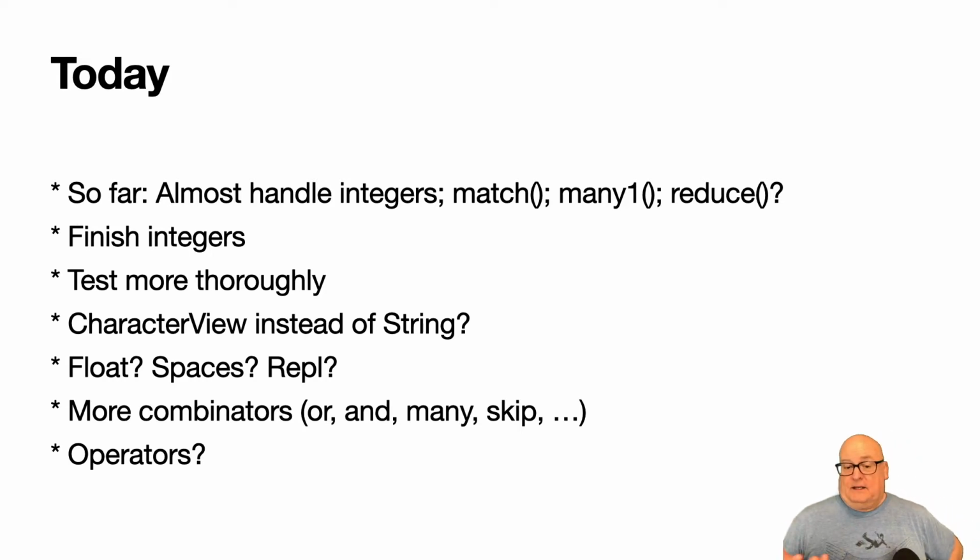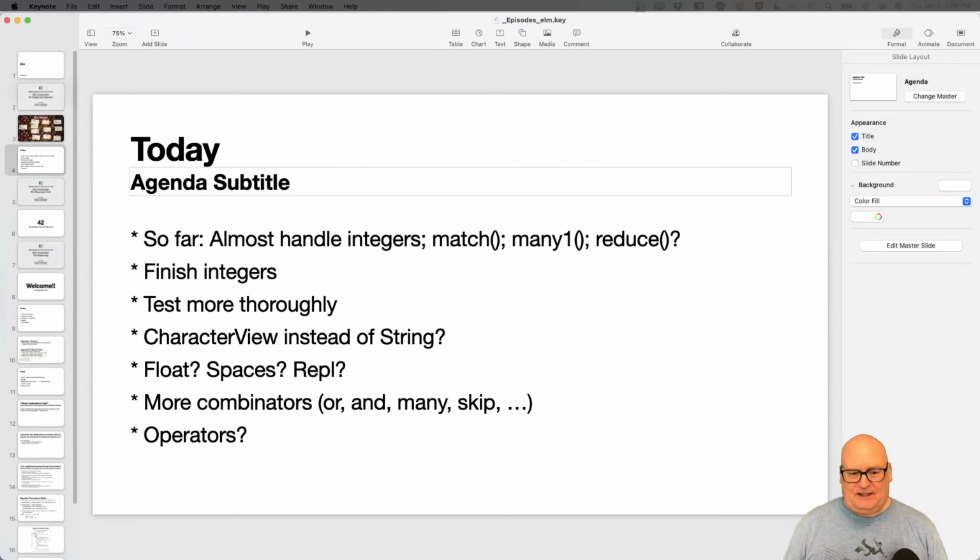We've got combinators for match, many, reduce. Well, not all are combinators, but anyway, we handle single character matches, one or more of something, and reduce. I don't quite like reduce, and we're going to work on that. We're going to finish integers, do some testing. We're not going to do character view, but we will move on to float. All right, let's go.